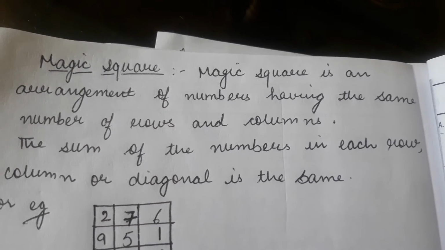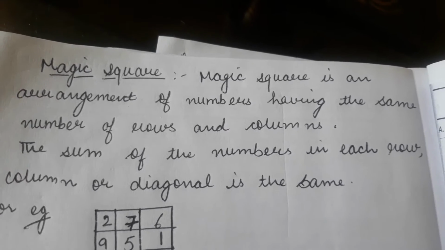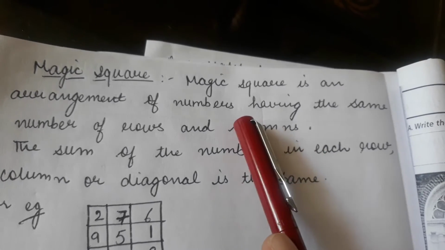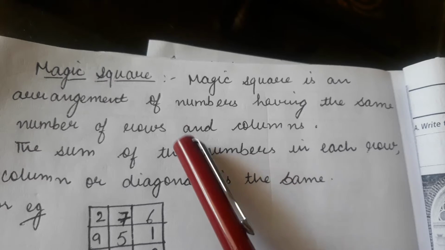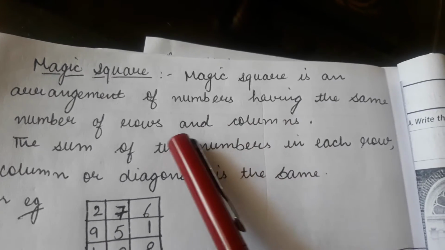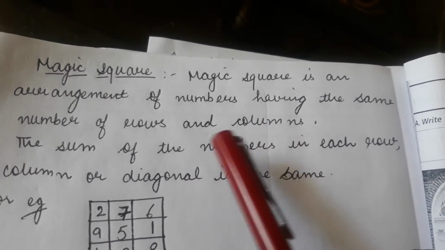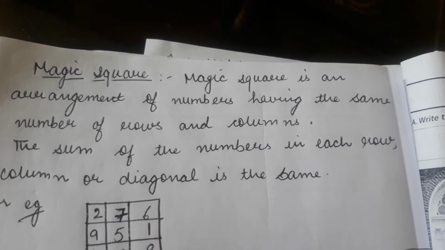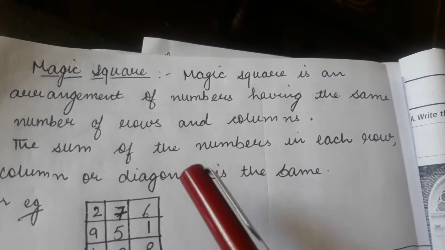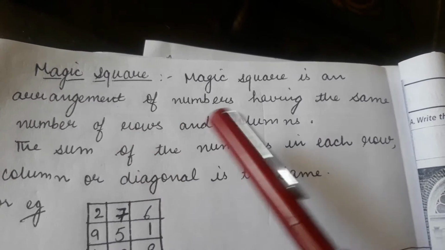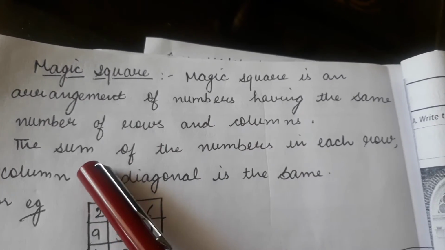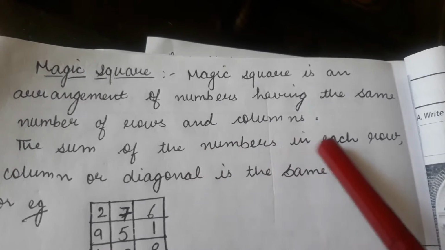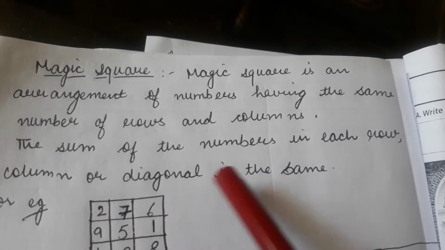What is a magic square? Magic square is an arrangement of numbers having the same number of rows and columns. First condition is the number of rows and columns should be same. We know these are rows, horizontal, and the vertical are known as columns. So a magic square must have the same number of rows and columns, and the condition is the sum of the numbers in each row, column or diagonal is the same.